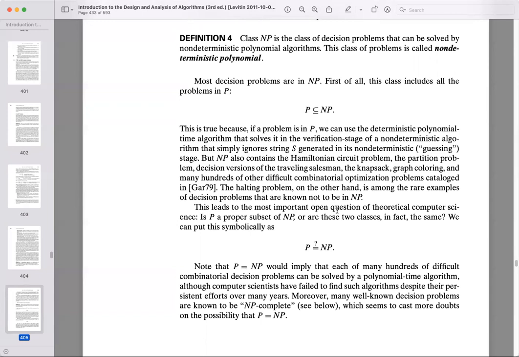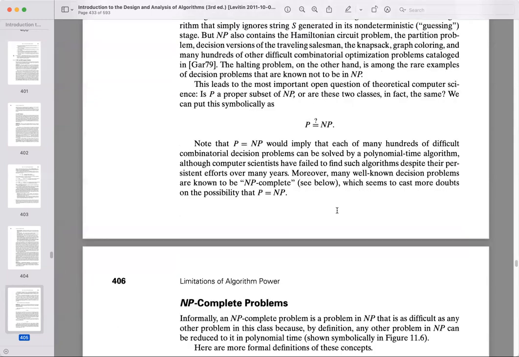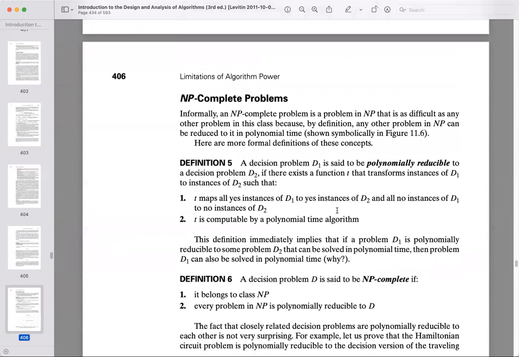And most, or at least many, well-known decision problems are known to be NP complete, which also casts doubt on the possibility that P is equal to NP. So let's look at NP complete, and then we'll be about done because this is a lot. An NP complete problem is a problem in NP that is as difficult as any other problem in NP because it can be reduced to any other problem in polynomial time.